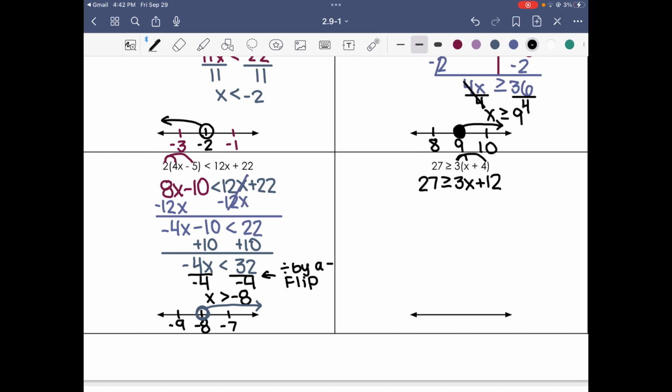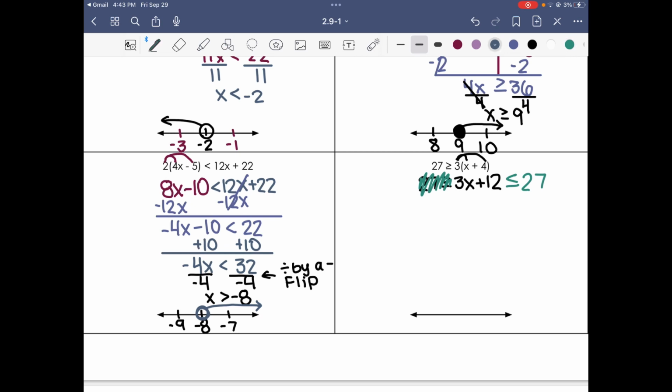Now, this one looks kind of funky to me because x is on the right side and there's no x's on the left side to subtract it over to. So what I'm going to do is flip the symbol and write it over here and put the 27 on the other side. Just remember that if you're going to flip the order here, you have to flip the symbol with it. So now it's less than or equal to.